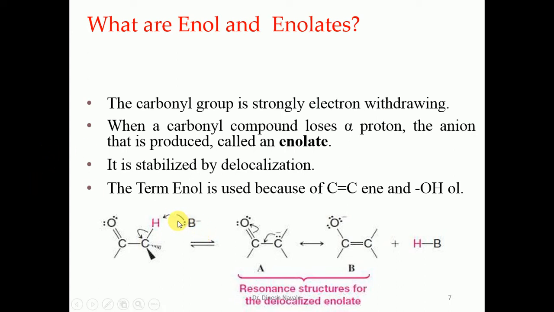alpha hydrogen atom, making this a carbanion. This carbanion is in conjugation with the carbonyl group, making the negative charge on the oxygen, and there will be a double bond between the carbon and carbon. So this is the resonance structure of the delocalized enolate ion. This is also the resonance hybrid for these resonating structures.